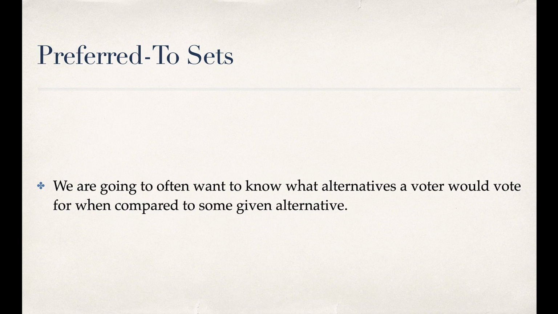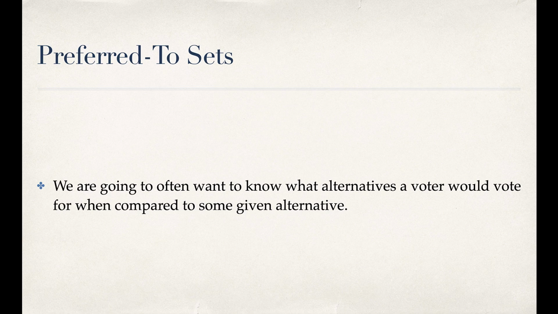We're often going to want to know what alternative a voter would vote for when compared with some given alternative. There's usually going to be a status quo policy, and someone's going to make a proposal and say, I propose we do this instead of what we've been doing. And they're going to have to vote. And the way we're going to operationalize that voting in our spatial voting model is that we're going to look at which alternative gives them the most utility. They will vote for the alternative that gives them more utils, all right? Now that we've simplified utility down to just distance, they're going to vote for the alternative closer, all right?